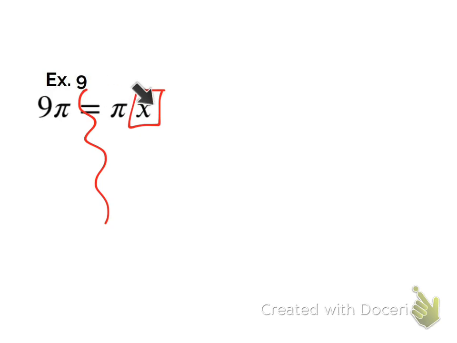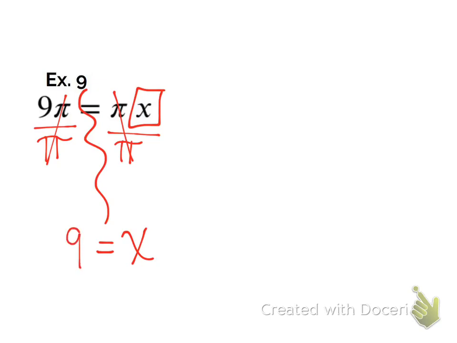So right now we're taking pi times x. So how do we undo multiplication? Divide by pi. And if we do it to one side, we do it to the other. So the pi's cancel out, leaving us with an x. But on the other side, what's going to happen to the pi's? They're going to cancel out too. And what are we left with? A 9. So yes, you could write it as x equals 9 instead if you would like.